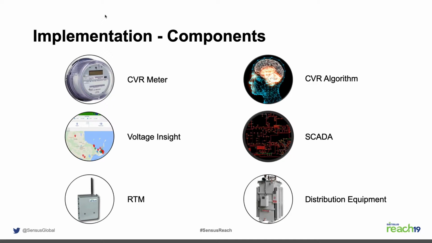But for this purpose, the RTM gives you the remote connectivity to distribution assets in the field. So cap banks, voltage regulators, tap changers, circuit breakers, anything along those lines. This can tie to that distribution and provide switches. It gives you that remote access to control, operate, monitor, things along those lines. Distribution equipment. Sensus does not sell you transformers. We don't sell you breakers, reclosers, switches. But this is the piece of the equipment that's responsible for actually manipulating the voltage.